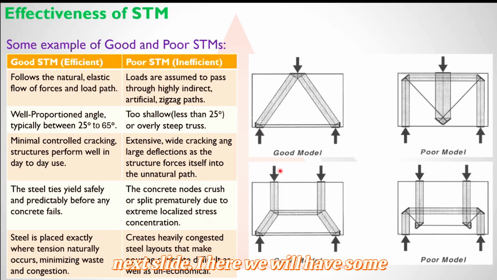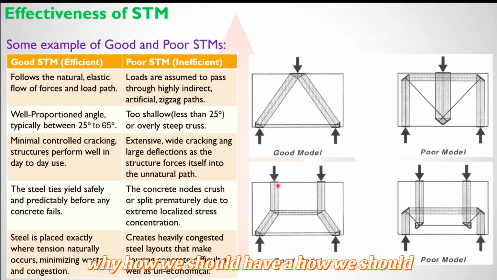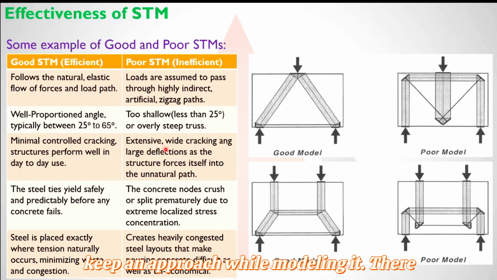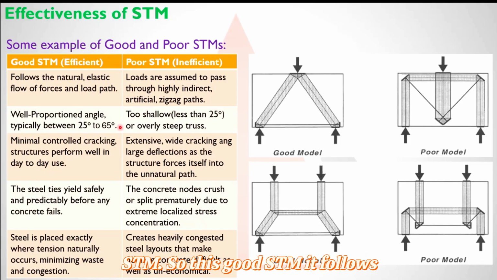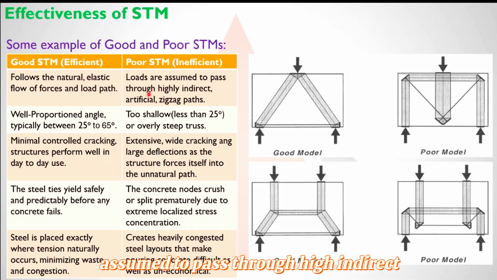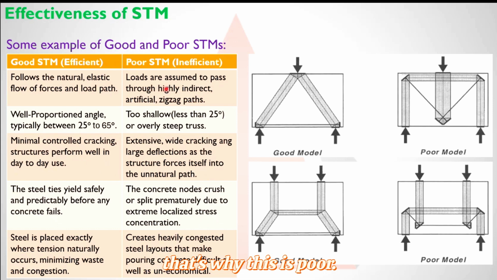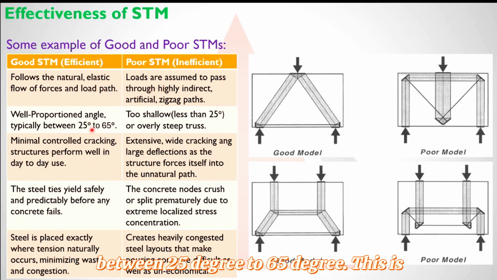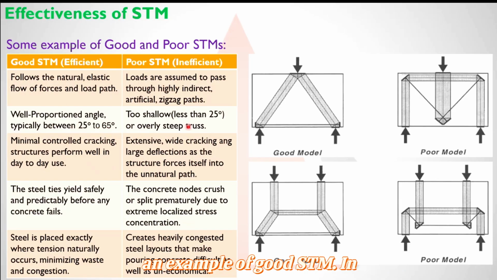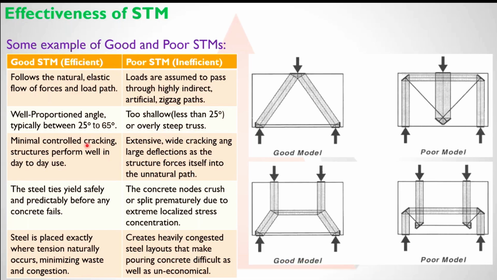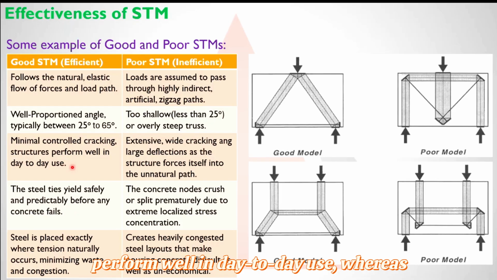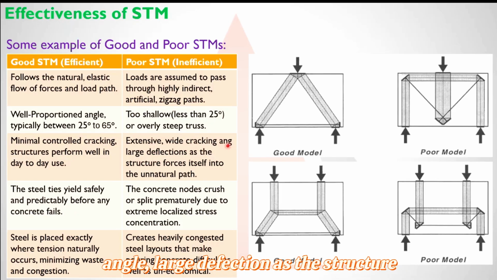Coming on to the next slide, here we have some poor models and good models, showing how we should approach the modeling. There is a table in which a parallel comparison has been done: examples of good and poor STM. The good STM follows the natural elastic flow of forces and load path. In a poor STM, loads are assumed to pass through indirect, artificial zigzag paths, and that's why it is poor. In a good STM, well-proportioned angles typically range between 25 and 65 degrees. In a poor STM, it is too shallow, with angles less than 25 degrees, or an overly steep truss, which is not good. A good STM has minimal, controlled cracking, and structures perform well in day-to-day use, whereas in a poor STM there is extensive wide cracking and large deflection, as the structure forces itself into an unnatural path.